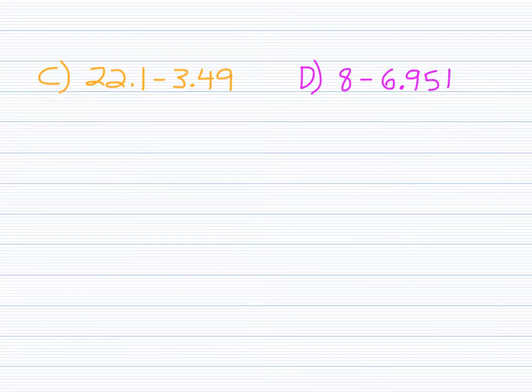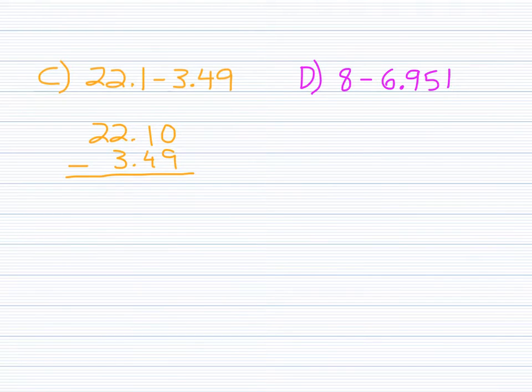Now, when we get to subtraction, we start the problems the exact same way. We set them up just like we did before. So I'm going to write 22.1, and we're going to subtract 3.49. Notice, just like in the addition problems and when we compare, the decimals are always lined up vertically. Now I'm going to make sure I put a 0 in this missing place value. If we don't do that, that's where a lot of mistakes get made.